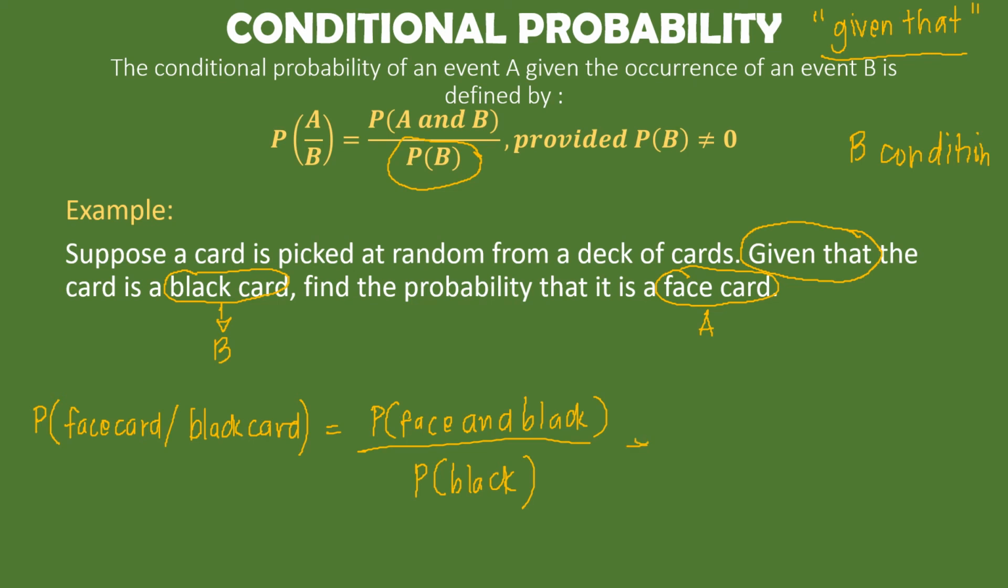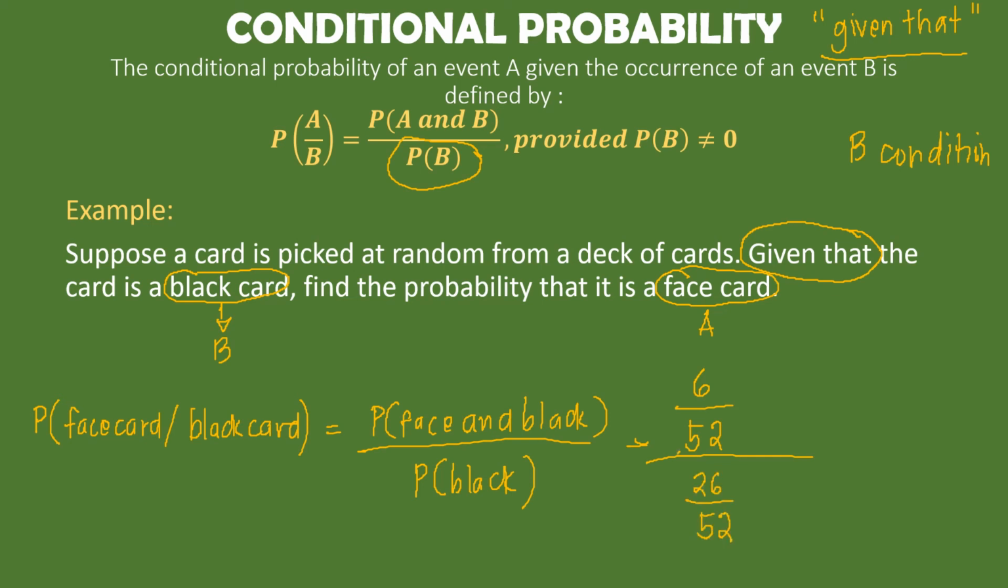So let us see. How many cards are there that are face and black at the same time? Analyzing again our standard deck of cards, we have two suits that are black, the spades and the clubs. And each suit has 3 face cards. So that means there are 6 face and black cards out of 52 cards. Over, how many black cards do we have? 2 suits are black, therefore 13 plus 13 is 26 out of 52.